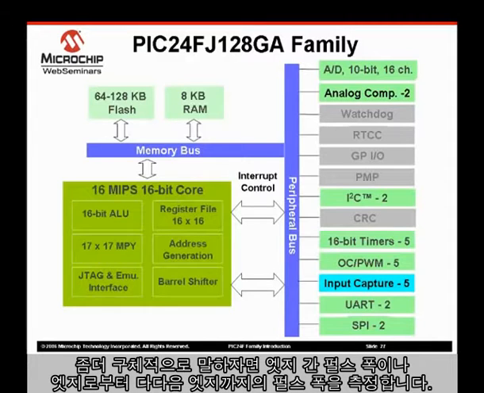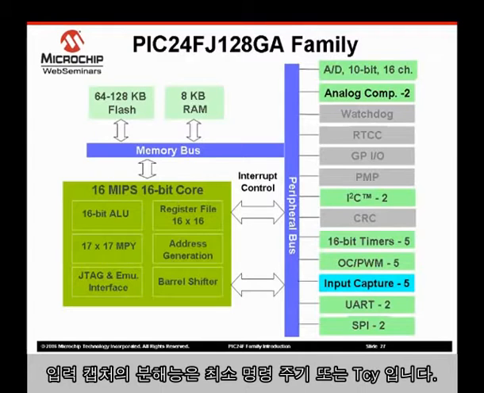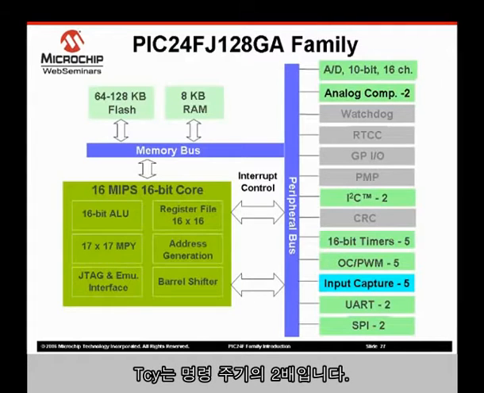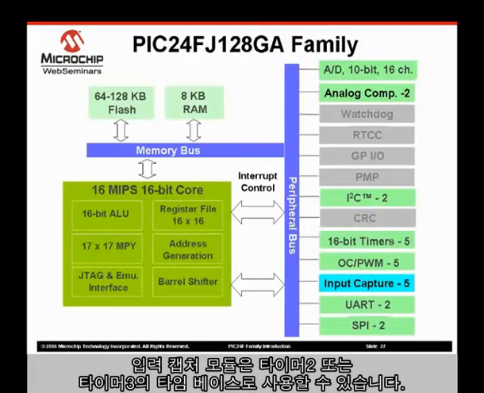More specifically, it measures a pulse width from edge to edge, or from edge to every second edge, and so on. The resolution of the input capture is the minimum instruction cycle time, or TCY. TCY is twice the oscillator period. The input capture modules can use either timer 2 or timer 3 as their time base.